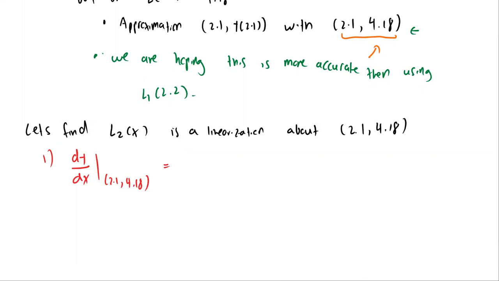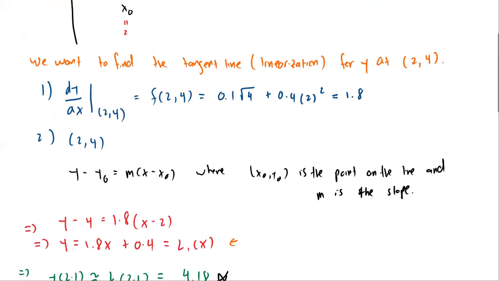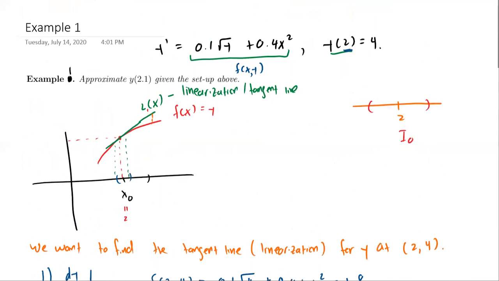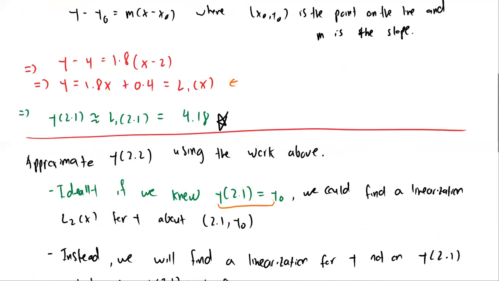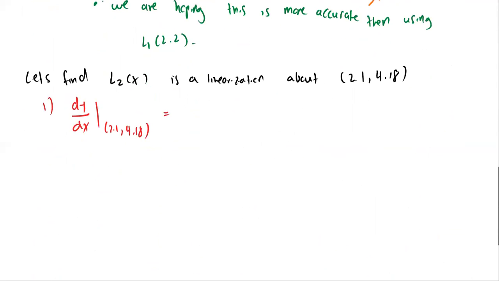Well, we know what this is, right? Because we're given what the derivative is in the differential equation. So let's plug it in. This is going to be 0.1 times the square root of 2.1 plus 0.4.